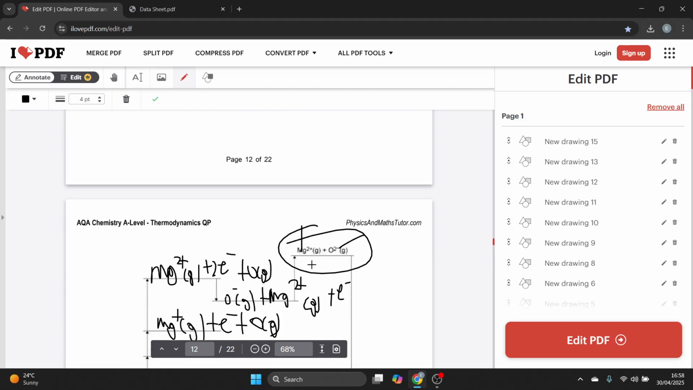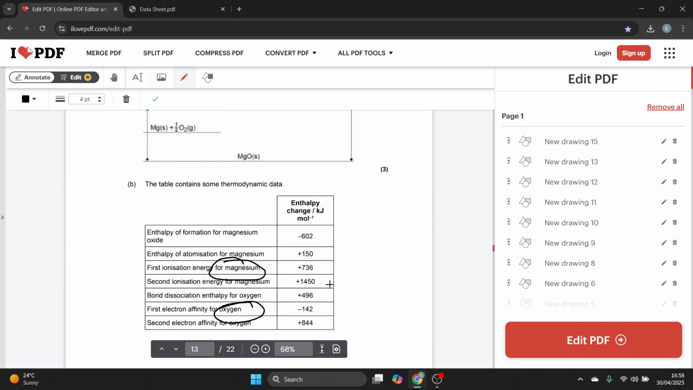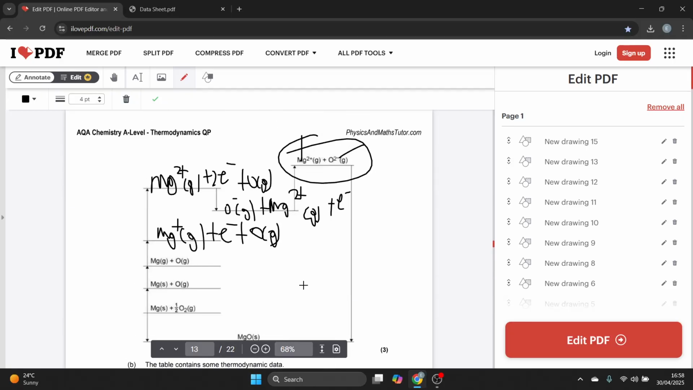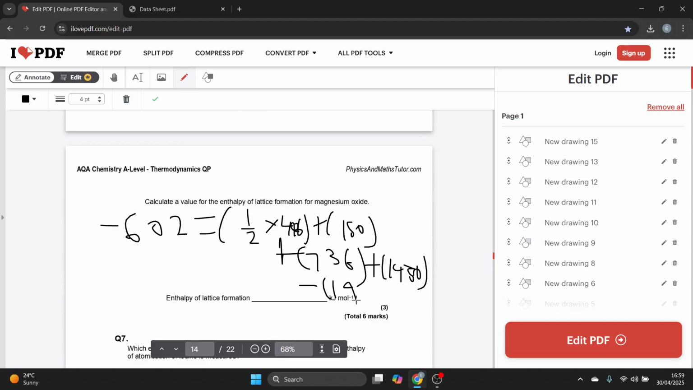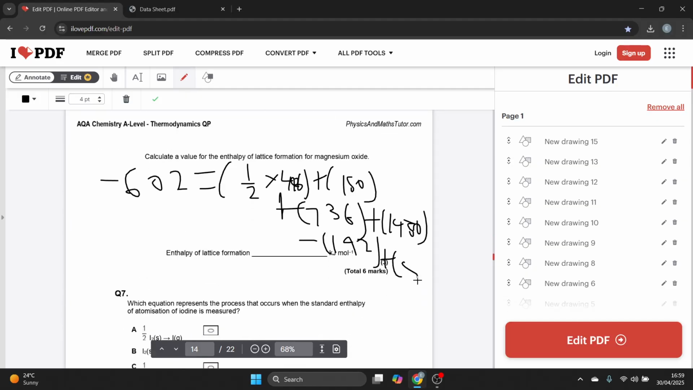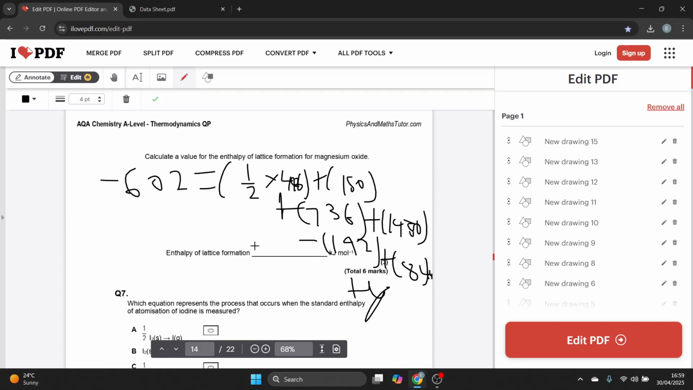plus first ionization energy, 736, plus second ionization energy, 1450, and then first electron affinity, minus 142, then second electron affinity, plus 844, and then plus a y, and then you get y is minus 3888.